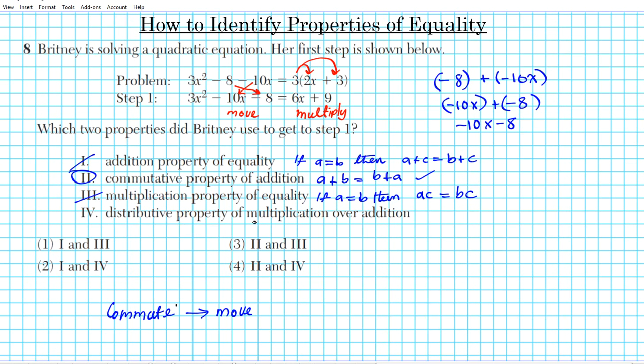Distributive property of multiplication over addition. If you take a look at what happens right here, we have a multiplication over addition. So we had the addition operation here, and 3 was multiplied across these two terms that have been added to each other. So that accounts for the difference between the problem and step 1 on the right side of the equation. All right. So the two properties that Brittany used are properties 2 and 4. Answer to number 8 is option number 4.